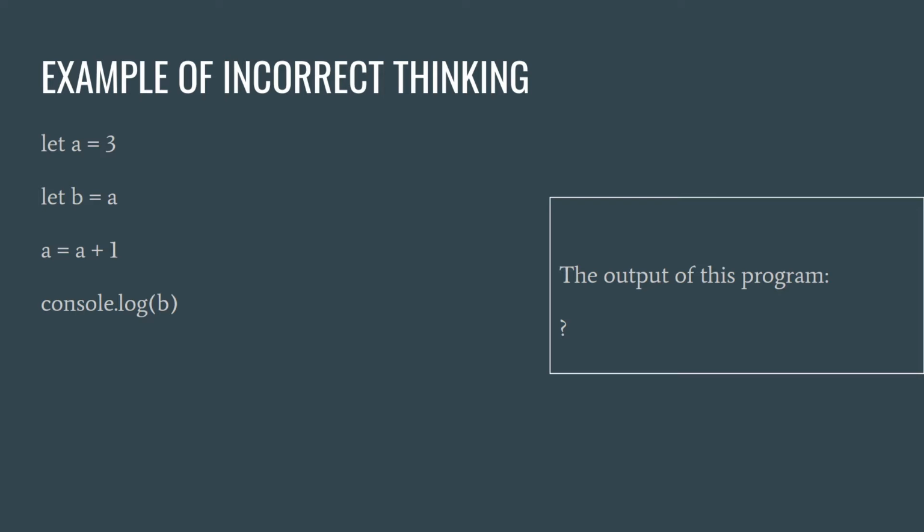If we were to use the incorrect way of thinking, we would say that the output of this program is 4 because a equals 4 and b equals a. Right? This is 100% wrong. Let me show you the correct way of thinking.